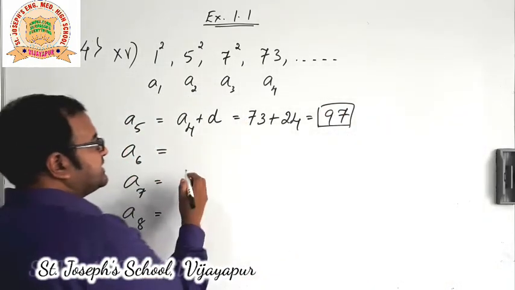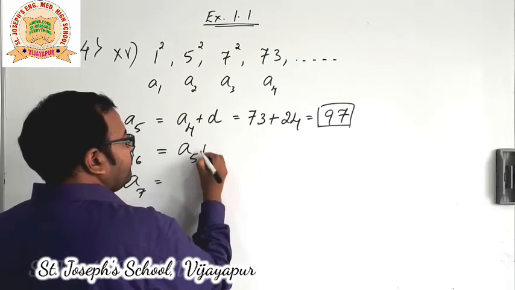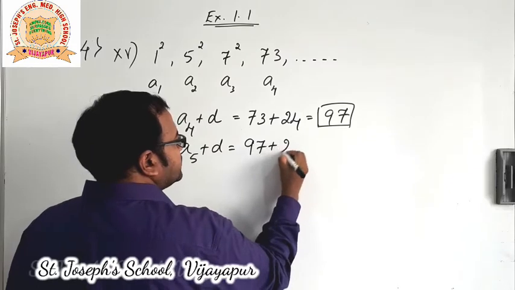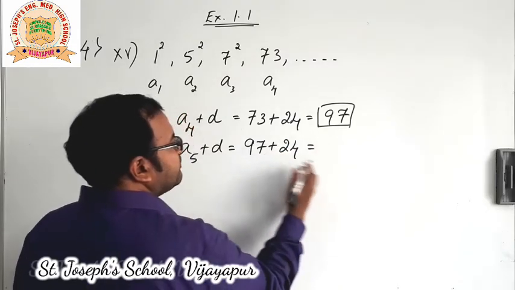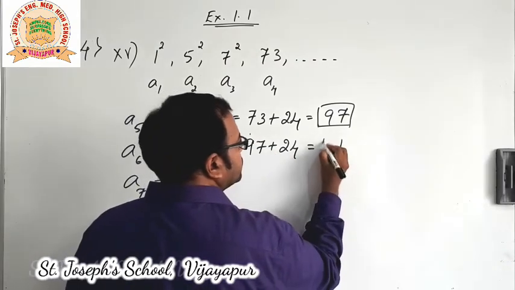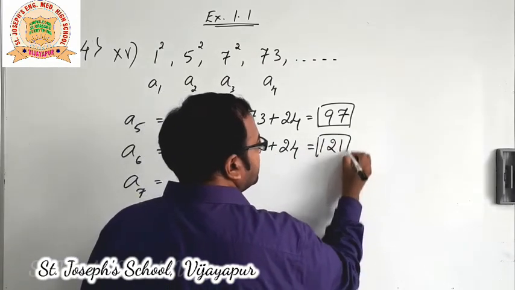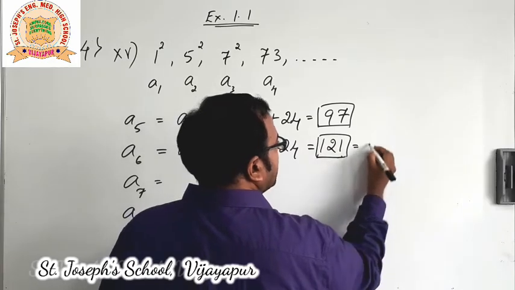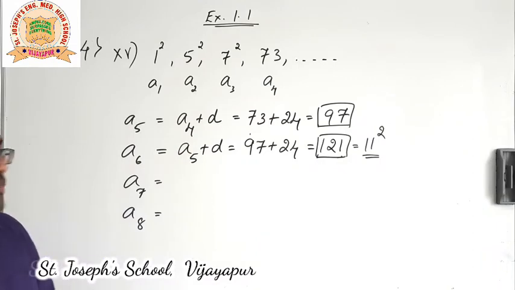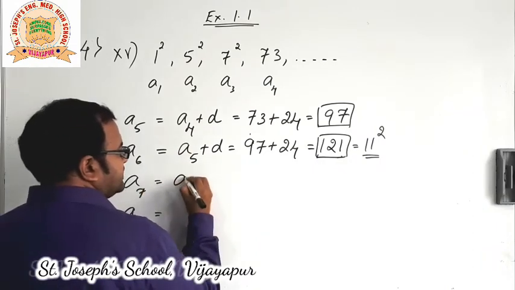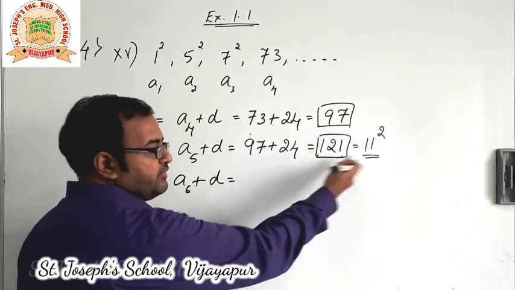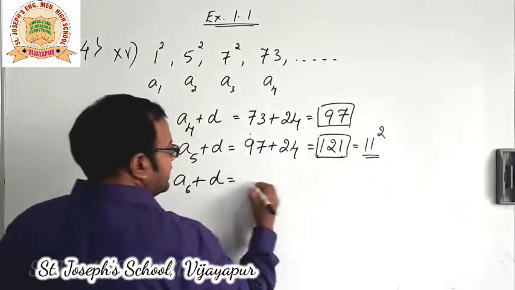Let's go for A6. A6 is A5 plus D, which is 97 plus 24, which is 121. This can also be written as 11 square, because we know that 121 is 11 square. Next comes A7, which is A6 plus D. What is A6? Either you can write 121 or 11 square. Both are the same. I'll write 121.